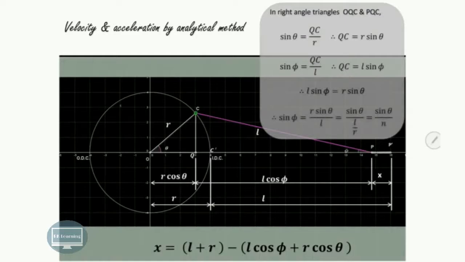Now transfer this L on the other side. So sin phi is R sin theta divided by L, and this term we can write as sin theta divided by L by R, and this L upon R, that is the ratio of length of connecting rod to the crank length, that ratio is known as angle of obliquity. So in this way we can establish the relation between the input angle, that is theta, or crank angle, that is theta, and angle of obliquity, that is phi.